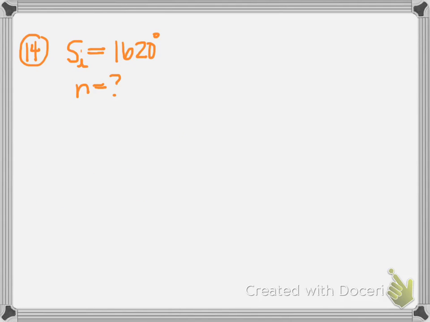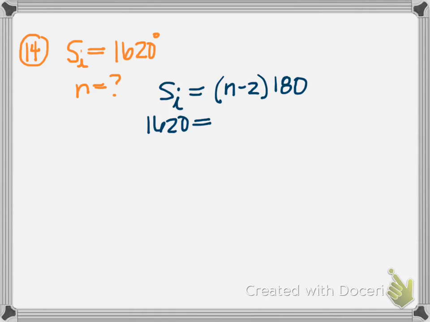In number 14, we kind of have to work backwards. We're told that all the inside angles add up to 1620 degrees. It's the sum of the interior angles. We need to find the number of sides. So if we think about the formula for sum of the interior, the formula is n minus 2 times 180. All we have to do now is replace the S sub I with 1620, and then we'll solve for n.